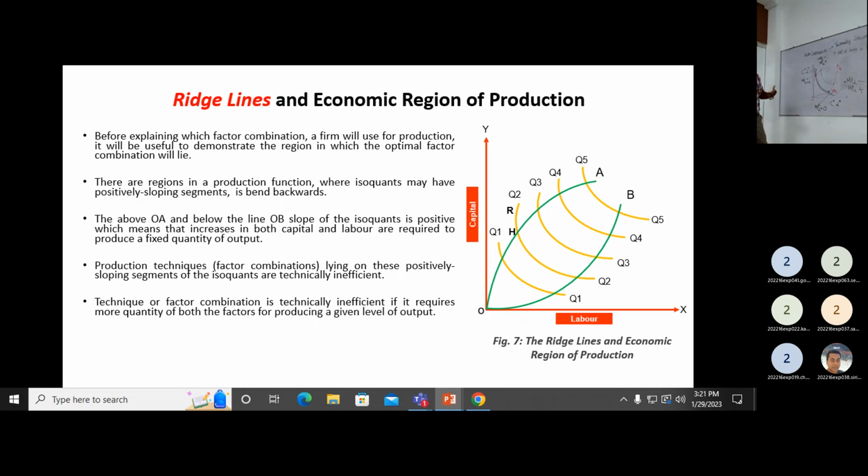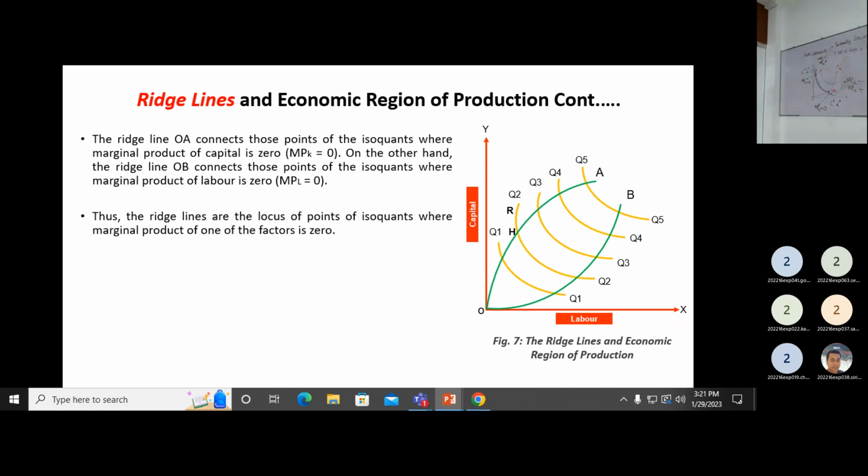Before explaining which factor combination the firm will choose for production, it is used to demonstrate the region in which the optimum factor combination lies. So this is the region in between line OA and OB. Please read these three slides. Get the idea. You need to discuss with the graph.